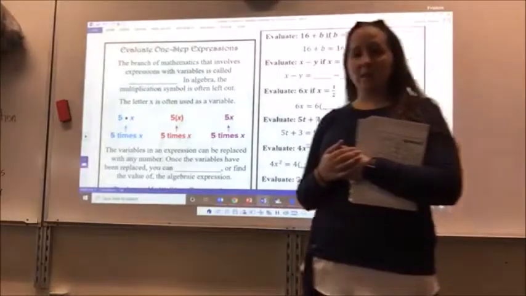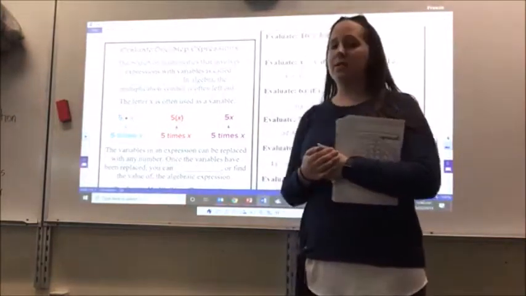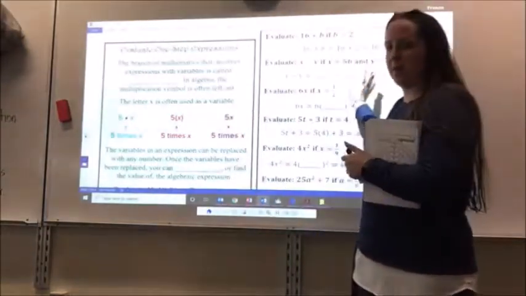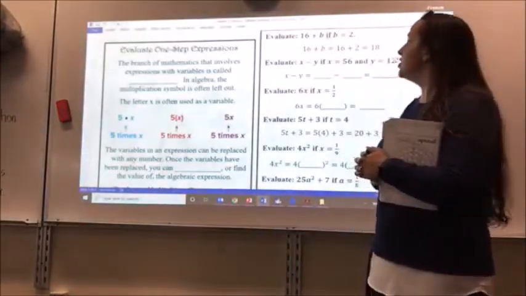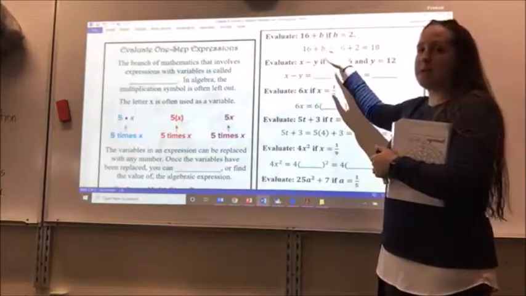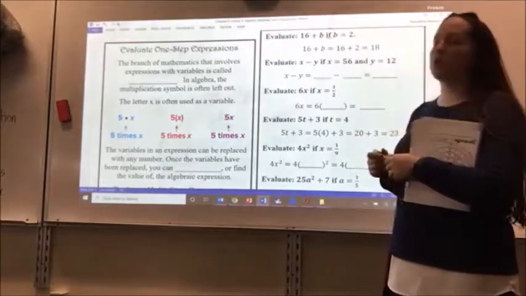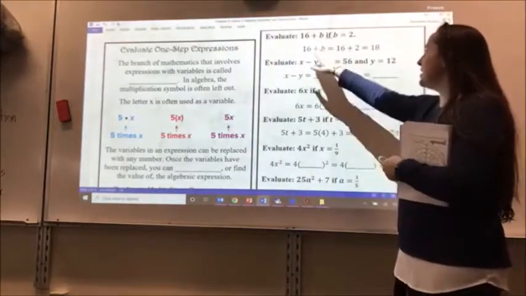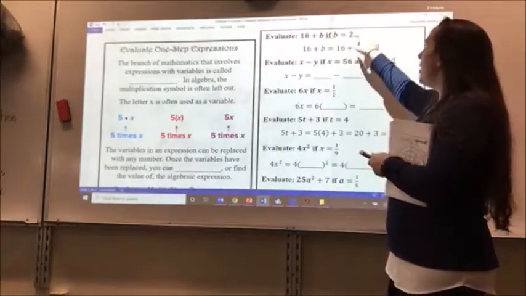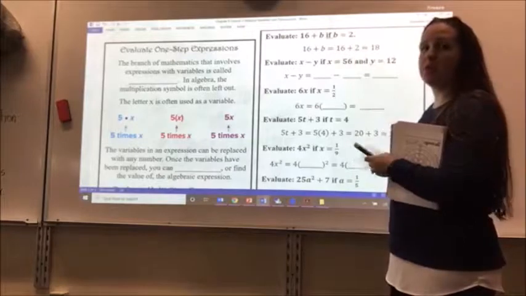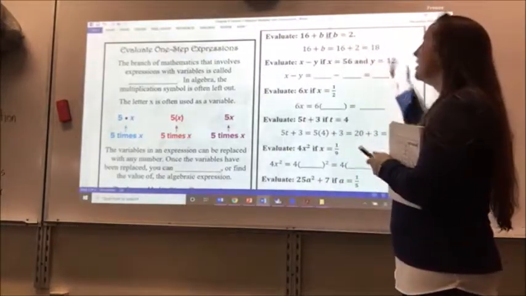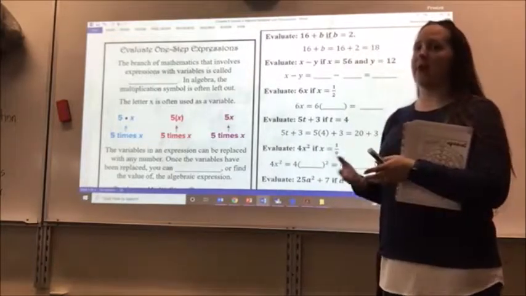All right, let's take a look at some examples. To the right of evaluating one step, we have a couple of examples. The first example is evaluate 16 plus b if b equals 2. So 16 plus b, I'm going to substitute in what they've given me for b. They said b equals 2, so I'm going to plug in 2 for b. 16 plus 2 gives me 18, so I've evaluated my expression.